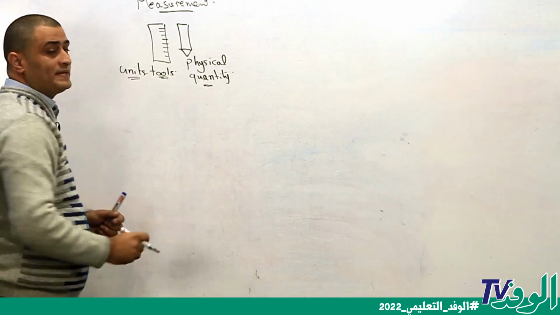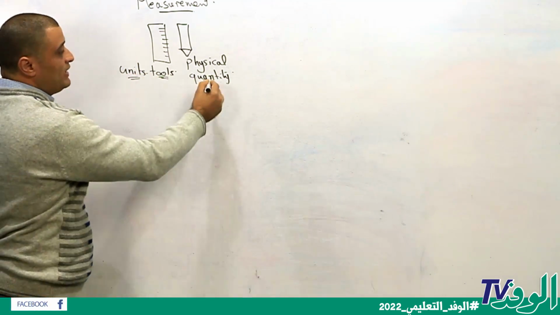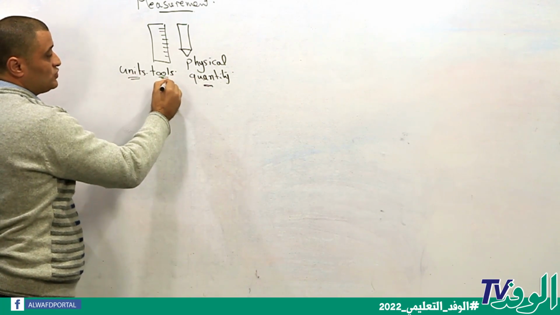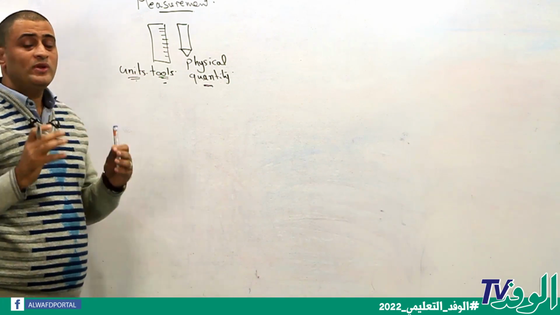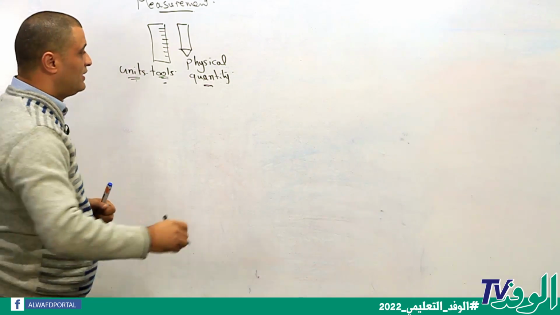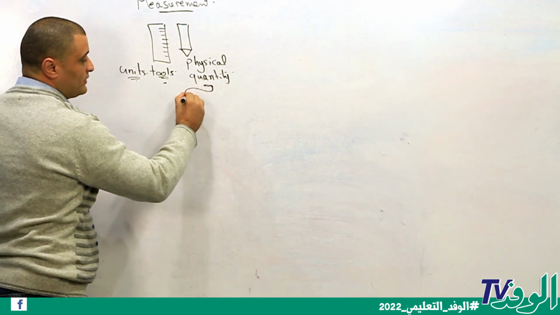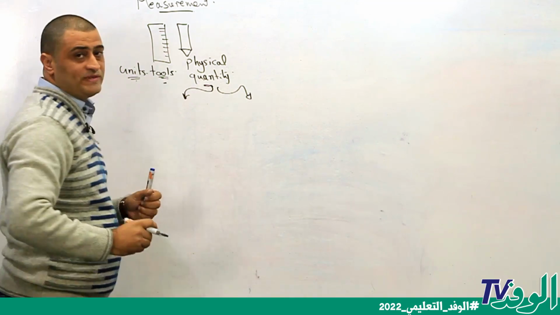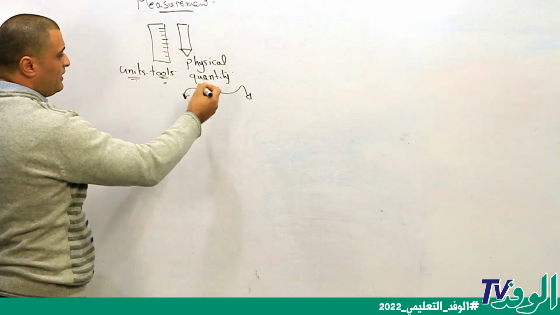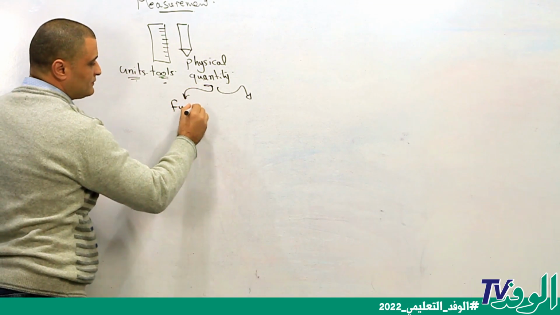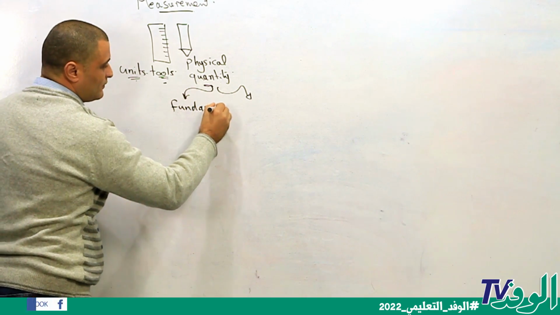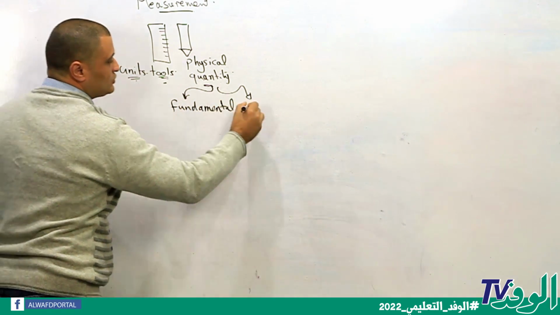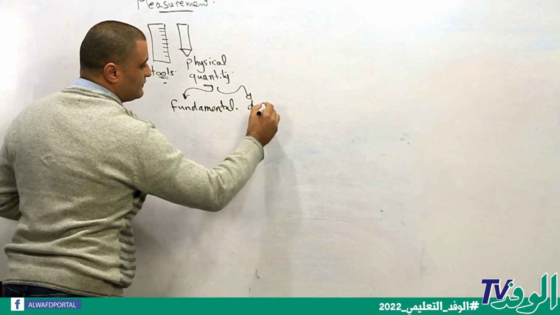So we have three keys of measurements. Number one, physical quantity. Number two, tools. Number three, units. We will discuss what we mean by each one. Number one, physical quantity. We have two types of physical quantities. Number one, fundamental. Number two, derived.